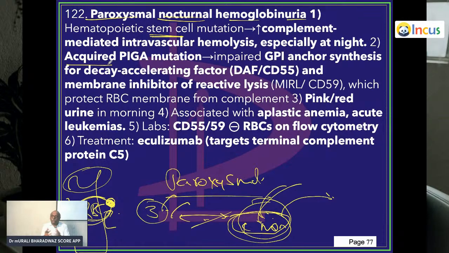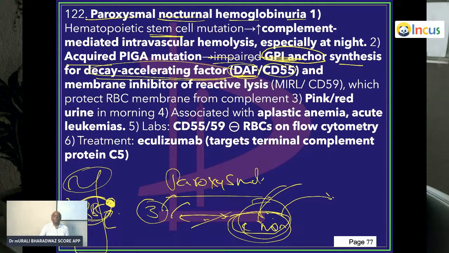Now, what is the disorder that happened? There is a thing called GPI anchor protein. Its synthesis is impaired. And it is an anchor for what? GP means glycoprotein. Glycoprotein 1, anchor for decay accelerating factor. So decay accelerating factor is called DAF. It is also CD55. Its GPI anchor protein is impaired.